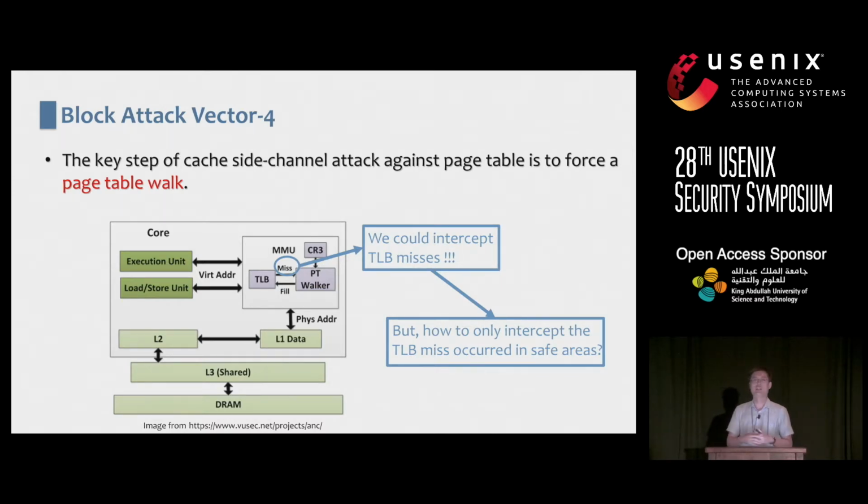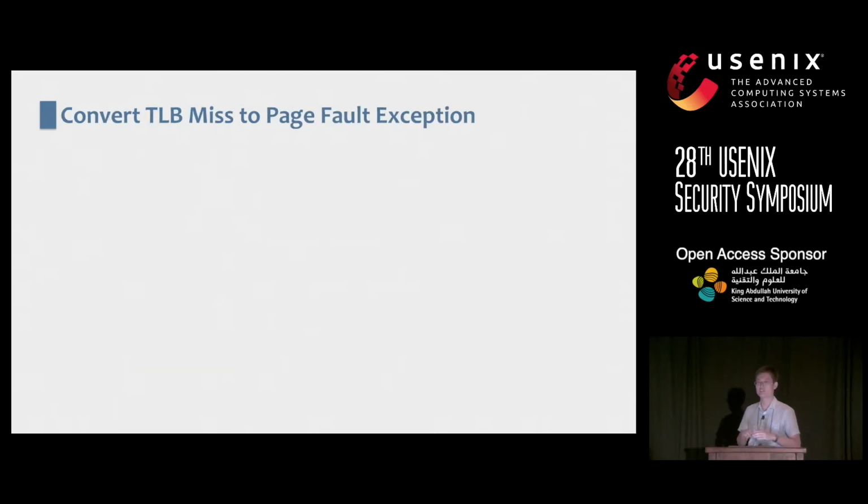We know that Intel provides PMU to sample the TLB misses, but it is not accurate, and it only samples the whole process's TLB misses. Our solution is to convert a TLB miss to a page fault exception by using architecture support.